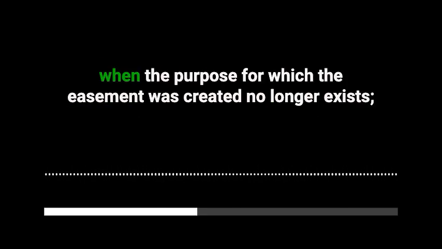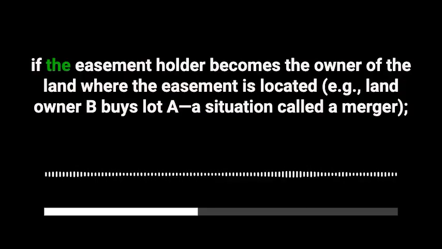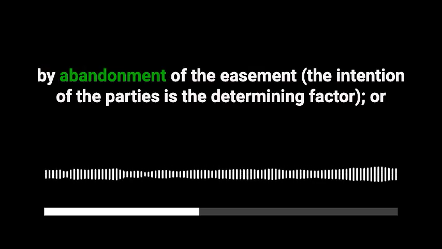Terminating an easement. An easement may be terminated when the purpose for which the easement was created no longer exists, if the easement holder becomes the owner of the land where the easement is located, by release of the right of easement to the owner of the servient tenement, by abandonment of the easement, or by non-use of a prescriptive easement.